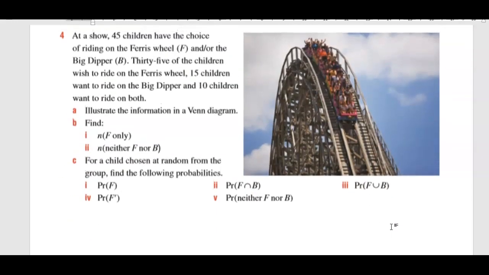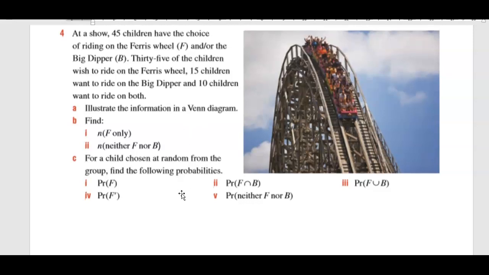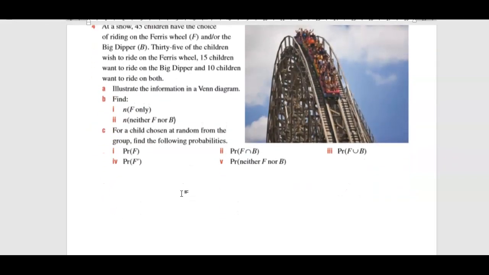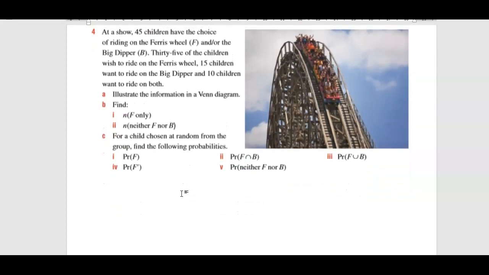Question 4. At a show, 45 children have the choice of riding on the Ferris wheel and or the Big Dipper. 35 of the children wish to ride on the Ferris wheel, 15 children want to ride on the Big Dipper, and 10 children want to ride on both. So let's illustrate that as a Venn diagram. I'll just make this smaller so I can still read the question while doing my Venn diagram.